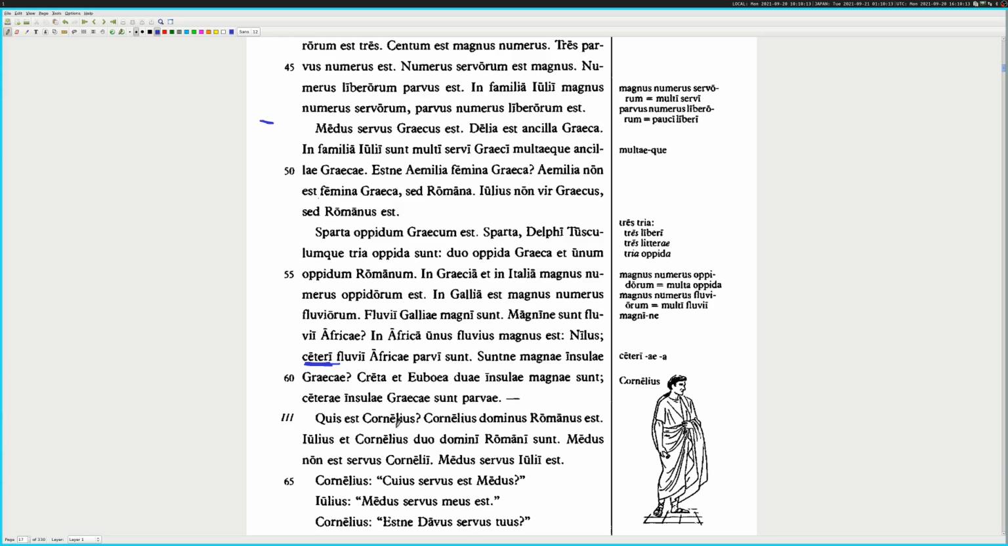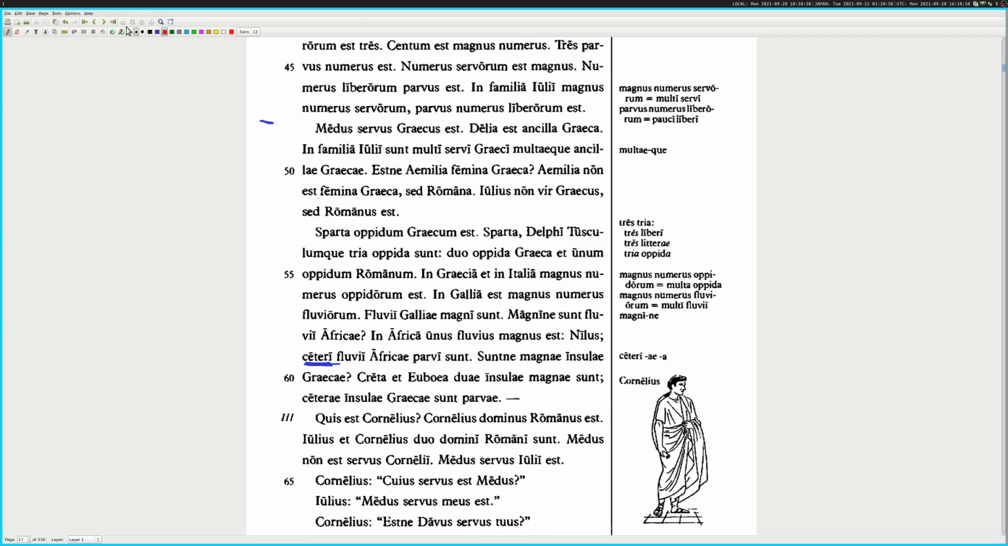Who is Cornelius? Cornelius is the master of the Romans. Cornelius is a Roman master, I guess is what that means. Julius and Cornelius are two Roman masters. Medus is not the slave of Cornelius. Medus is a slave of Julius. Which slave is Medus? What does meus mean? I don't know what this means.